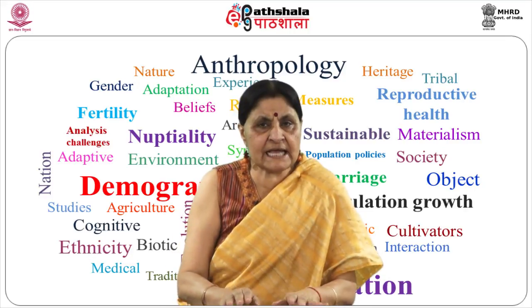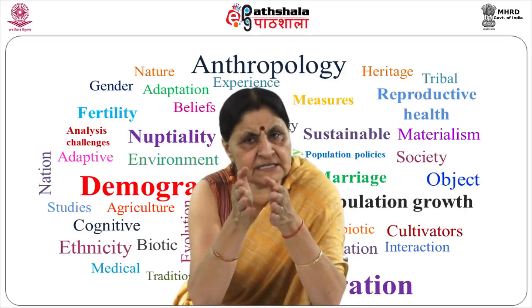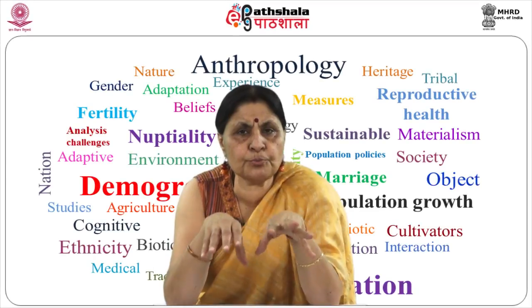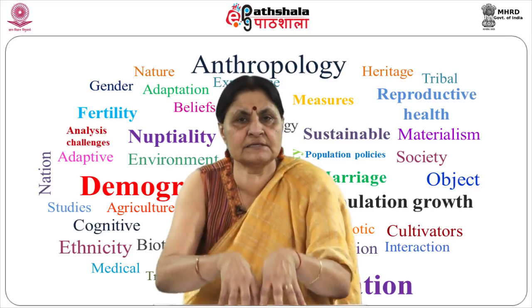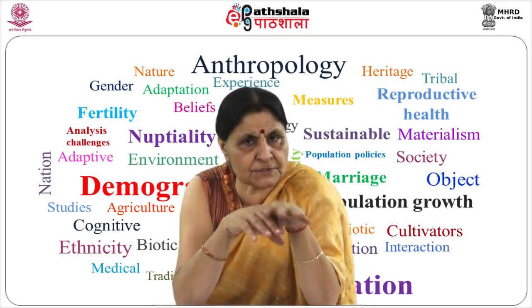Population size is simply the number of persons in a given area at a given time. Population distribution refers to the way the population is dispersed in geographical space at a given time. Population composition refers to the number of persons with age, sex, and other demographic categories. The scope of the demographic category appropriate for demographic study is subject to debate.